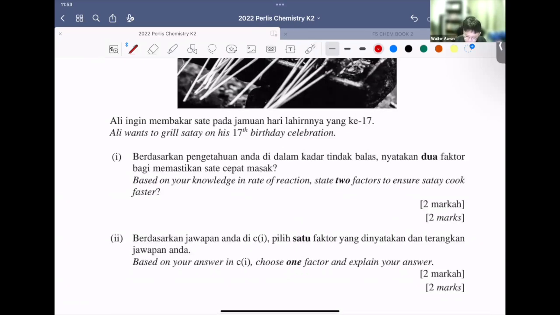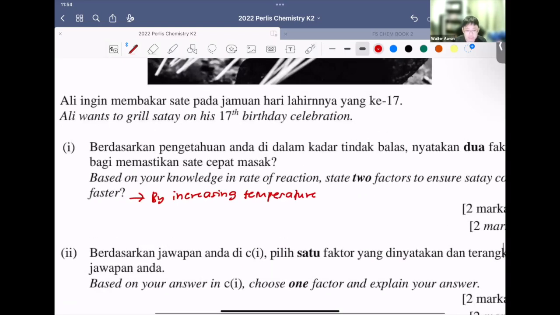So very simple, you can just put here: by increasing temperature. That will be the first answer, right? By increasing temperature, or you can decrease the size of the chicken. Decrease the size of the meat lah. Or use smaller pieces of meat also can.